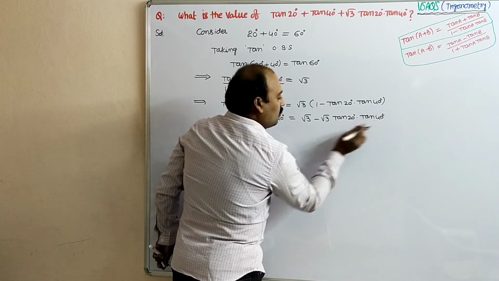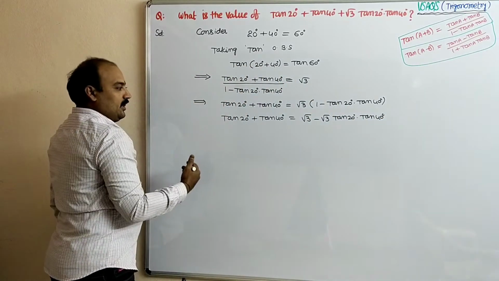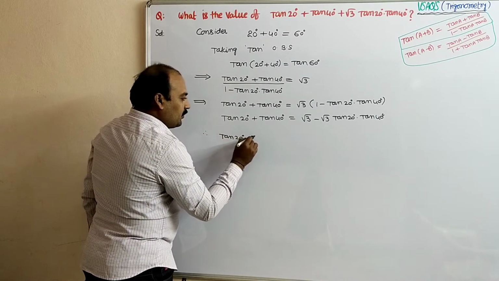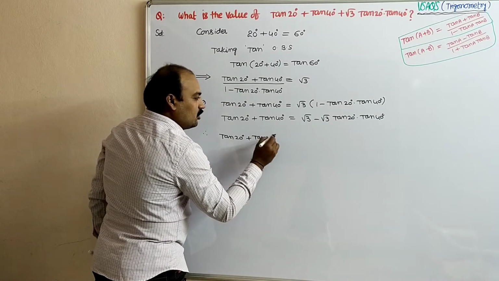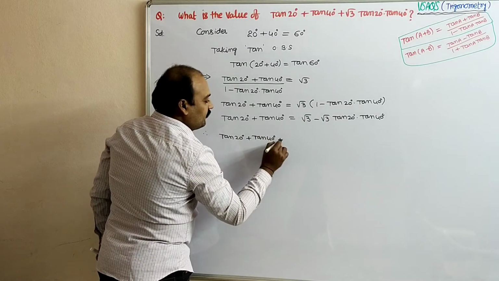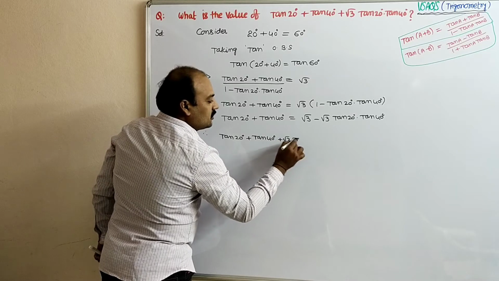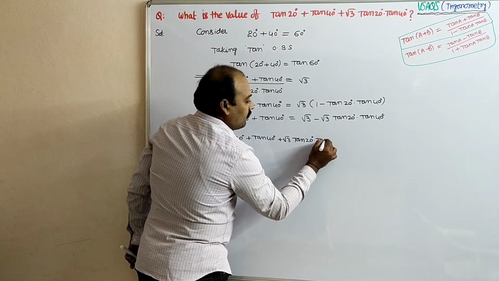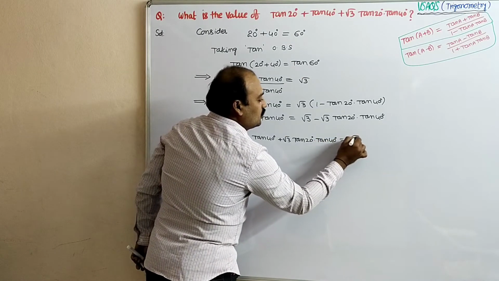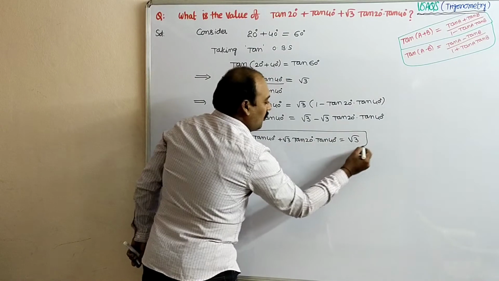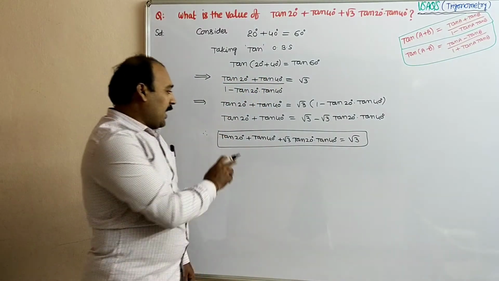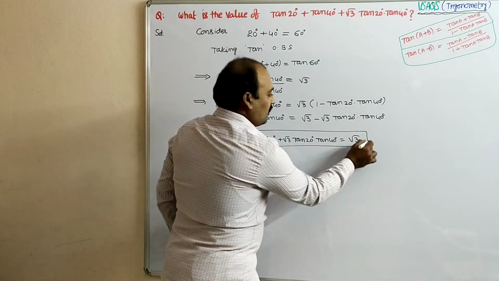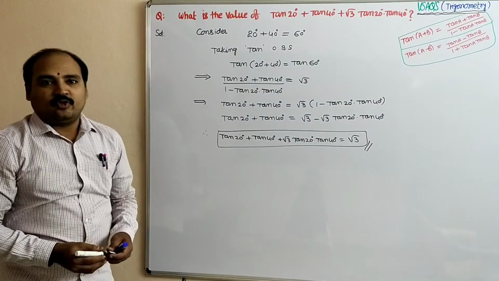That minus value, this complete value, I am taking into the LHS. Therefore we will get tan 20 plus tan 40, and whatever is in the minus value, we take this side: minus becomes plus, root 3 into tan 20 into tan 40, is equal to root 3. Therefore, the value of tan 20 plus tan 40 plus root 3 into tan 20 into tan 40 is root 3. We will move to the next question.